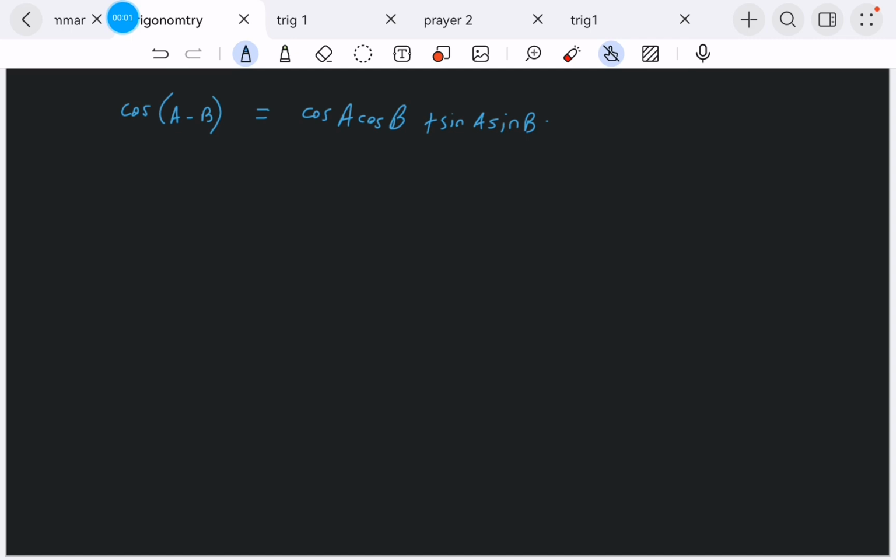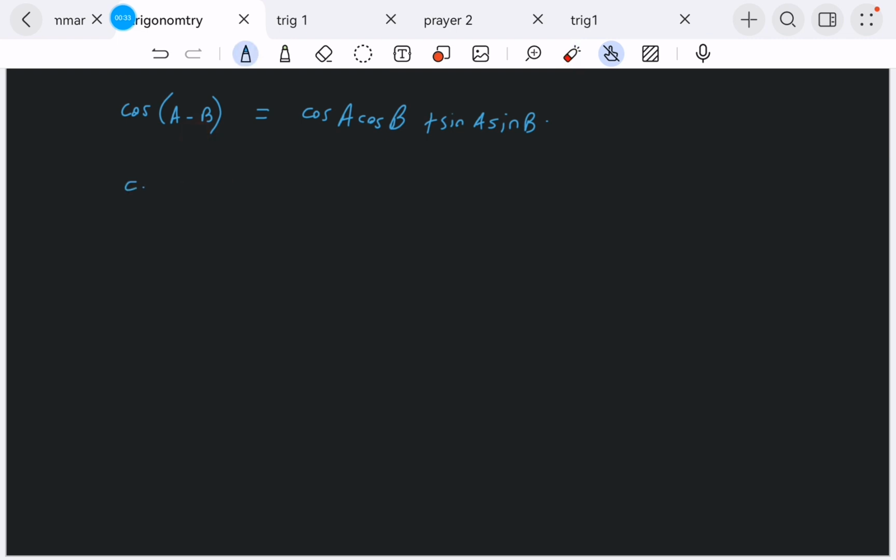Hello once again. This is a continuation of the previous lesson in which we proved this identity of cos of a minus b is equal to cos a cos b plus sin a sin b. So we want to create cos of a plus b. How do we do this? It is very simple. We change this to plus b.